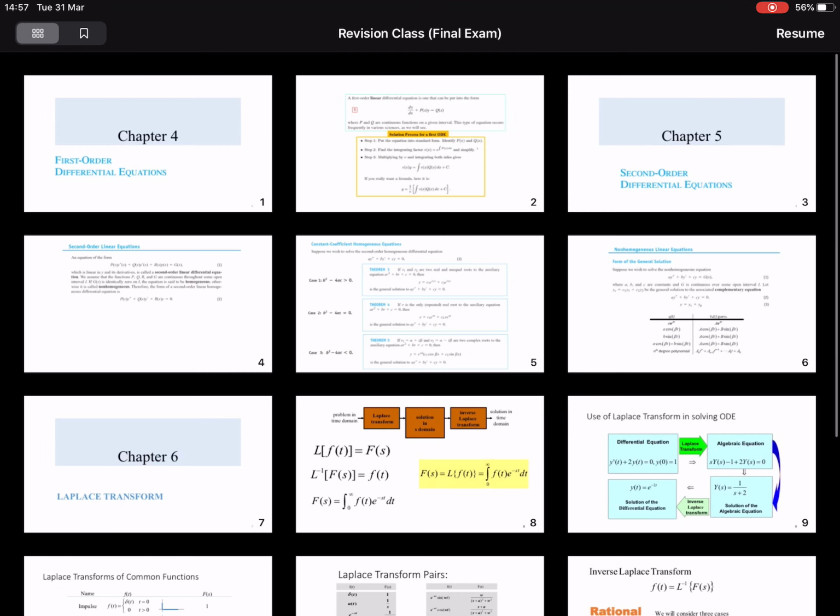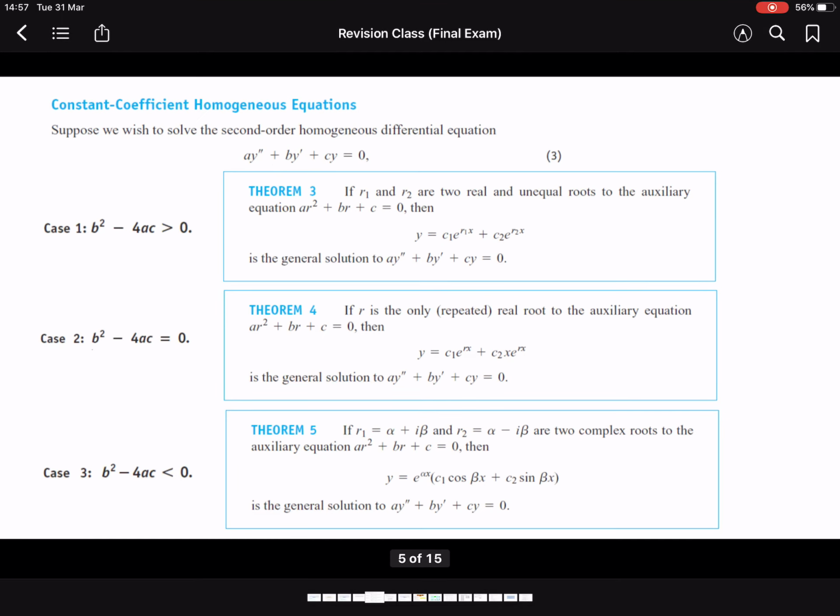Okay, and then after you identify whether it is a homogeneous or non-homogeneous equation, you will have to find the roots for the equation, and there are three possible cases that could occur in the second order. The first one is when you have two different real roots, or two distinct roots.